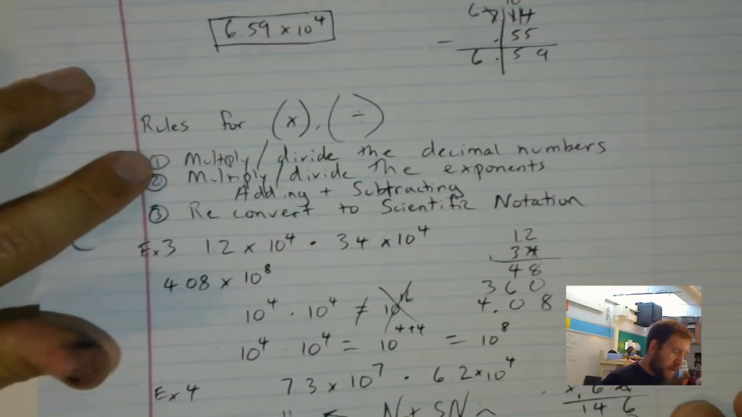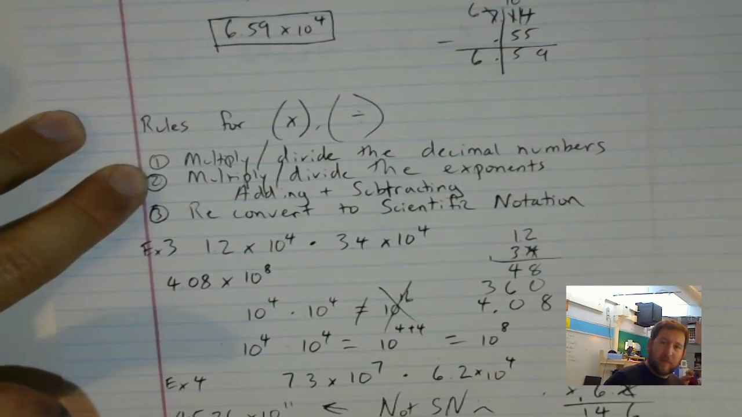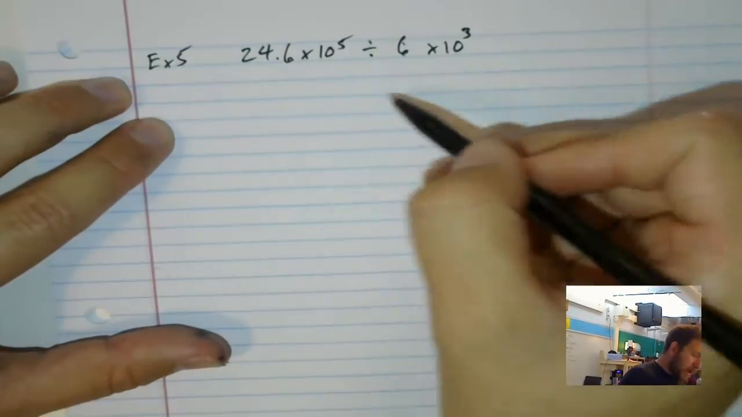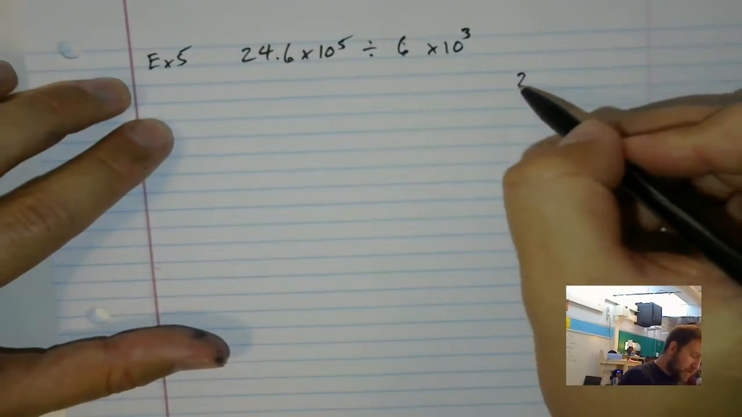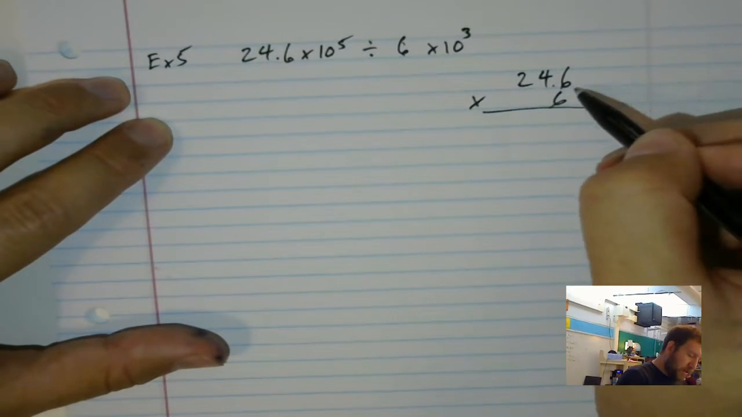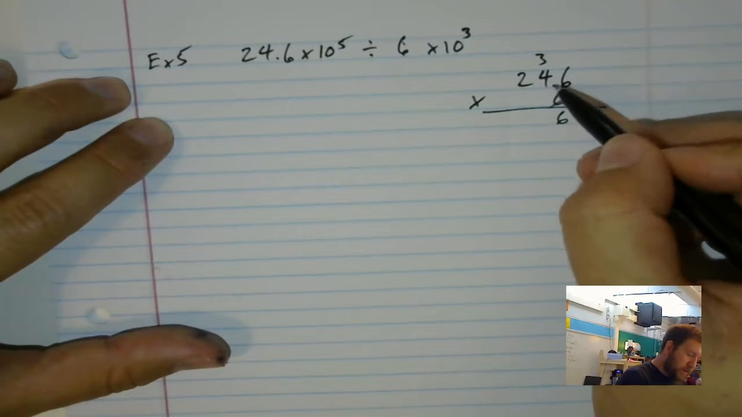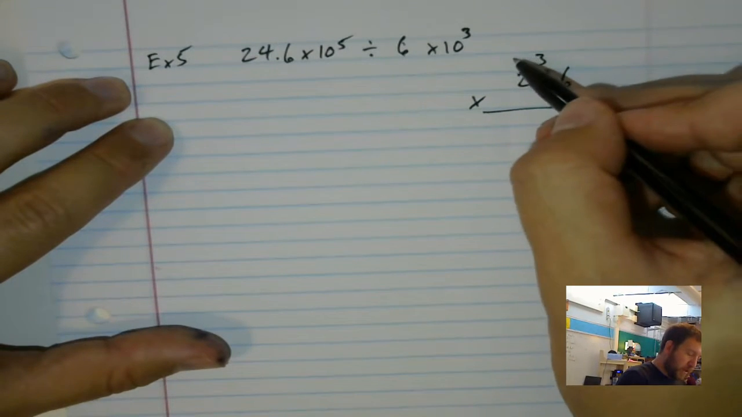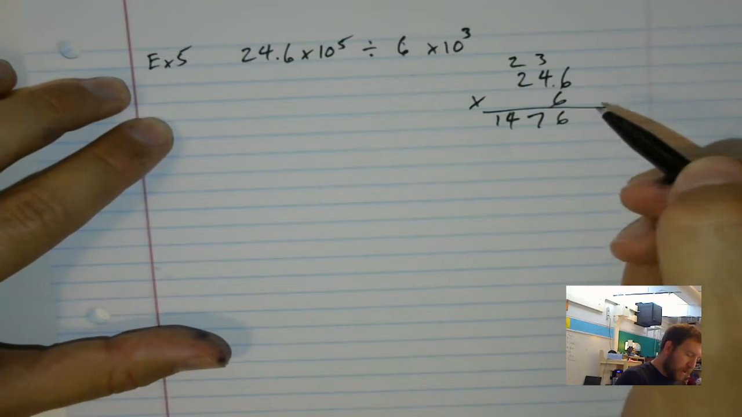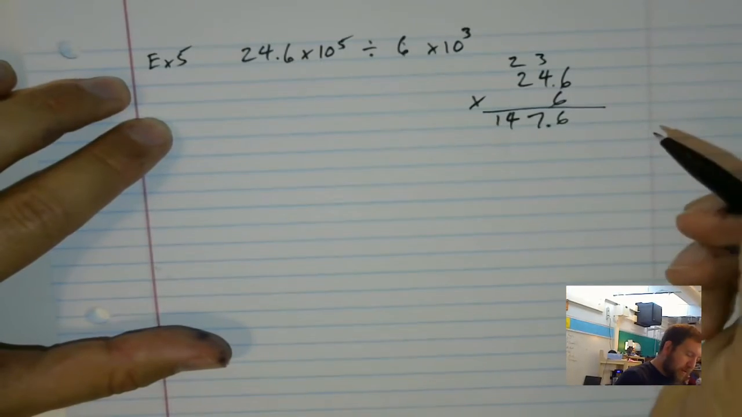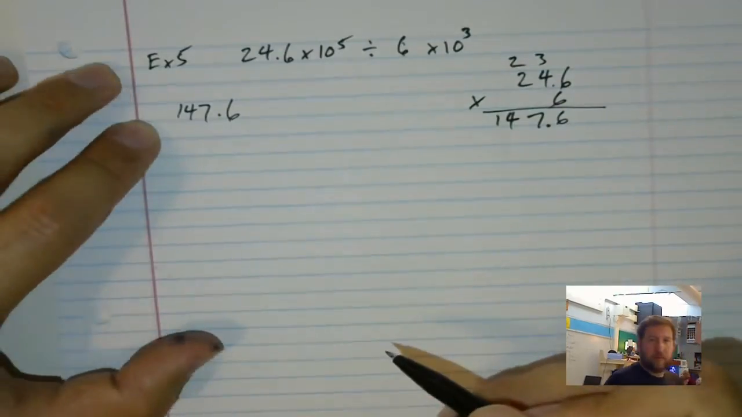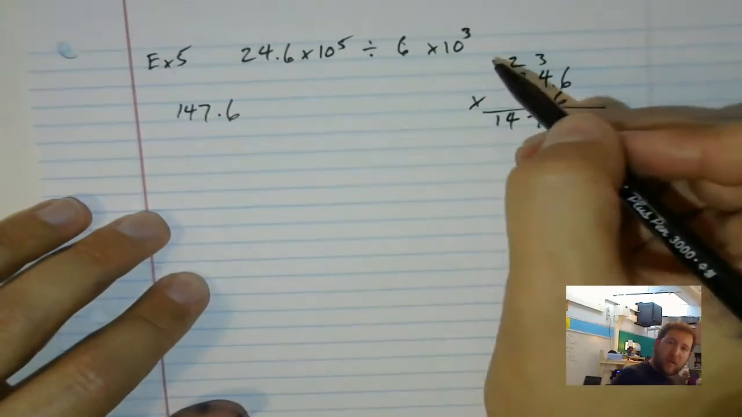We're going to multiply, divide the decimal numbers. Then we're going to do the same thing with the exponents, remembering that I'll need to add or divide. Okay, so first I have 24.6 times 6. Let's do that. 24.6 times 6. 6 and 6 is 36. 6 times 4 is 24, plus 3 is 27. 6 times 2 is 12, plus 2 is 14. I have one decimal point. I'm going to stick it right in here. So I have 147.6.